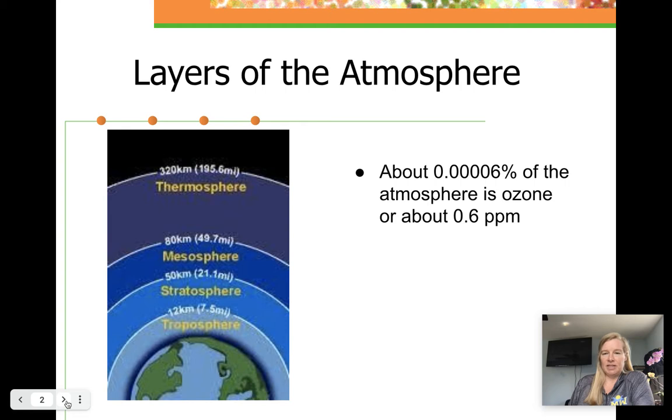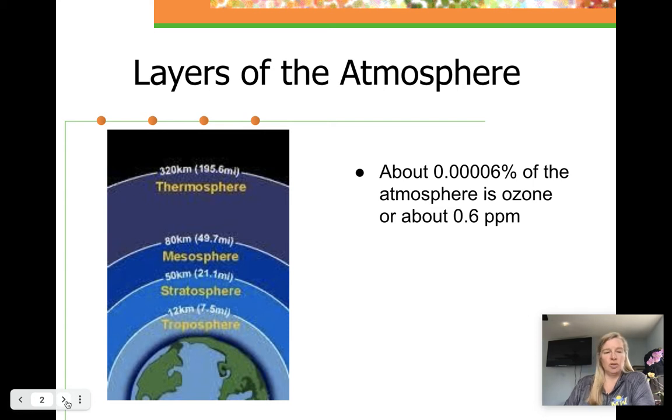And then above that is the stratosphere. Big idea with the stratosphere too. You don't need to write this down, but that stratosphere is about 0.6 parts per million ozone, which is 0.00006%. So very, very, very small concentration of ozone in the stratosphere. And we'll see why that's significant in a little bit.